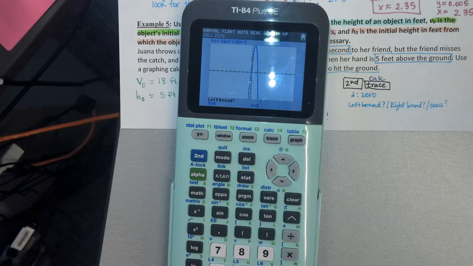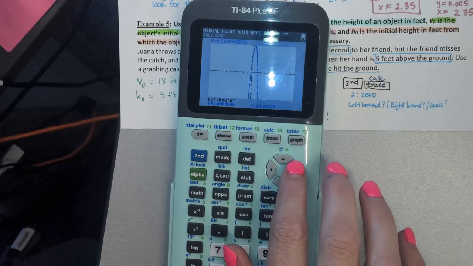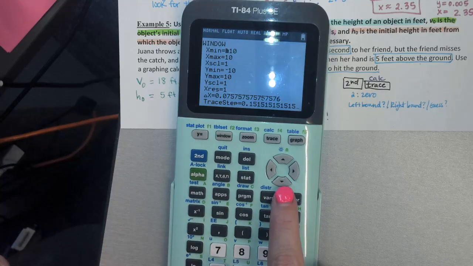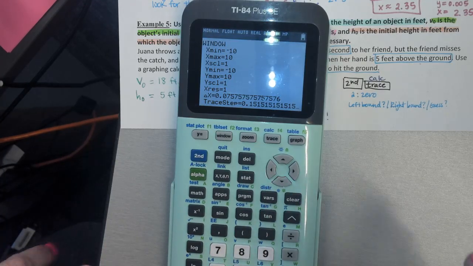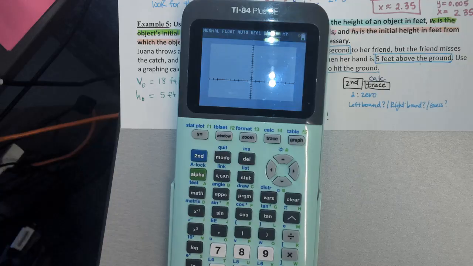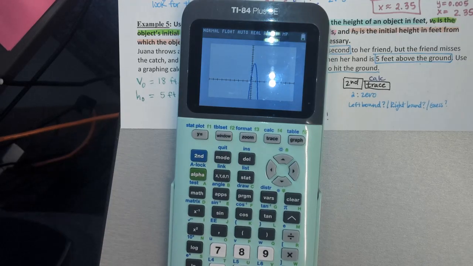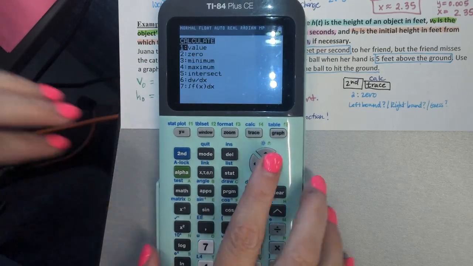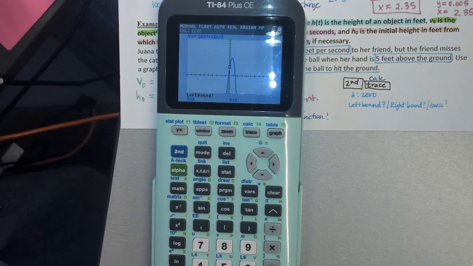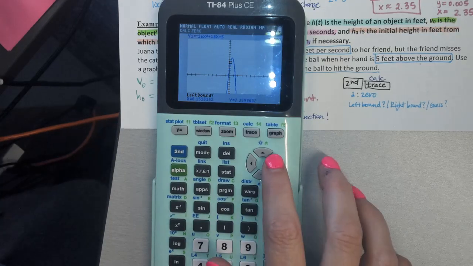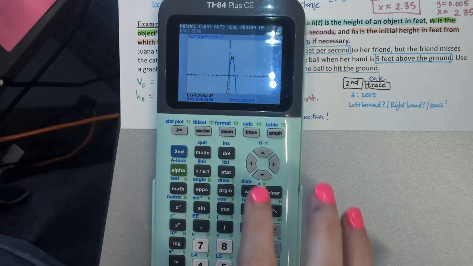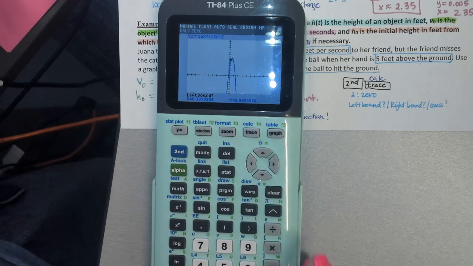All right, so the left bound, this is what we're going to do. We're going to go to the top. Let's go to our window. Let's just make the Y max 20, so we just have some room there. So window, Y max, make it 20. And then let's go to the calc again. For the left bound, what you can do is go to the top, and if it asks you left bound, just go like 2 to the left.